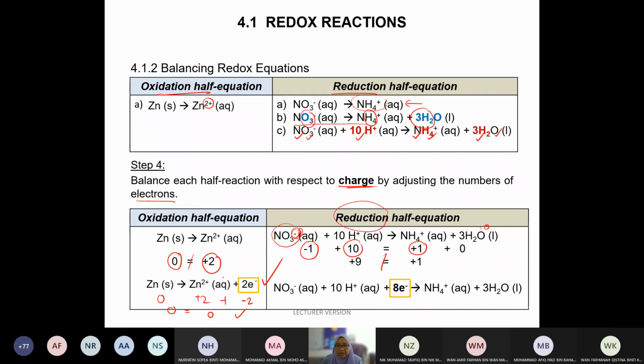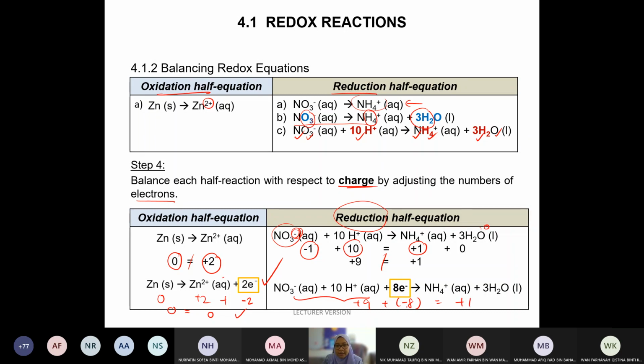So how do we make it balanced, guys? Since the reduction kan, kita kena add in electron on the reactant side. So how many electron need to be added? We are going to add in 8 electron. Okay, so this just now is positive 9, and then we have 8 electron, which is we have negative 8. Okay, so here we have positive 1.